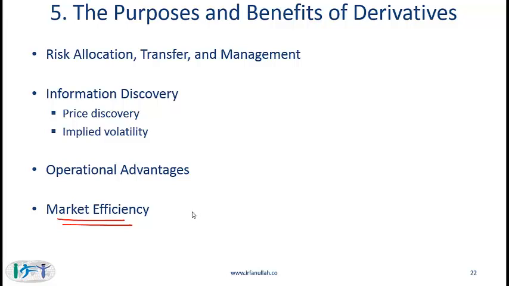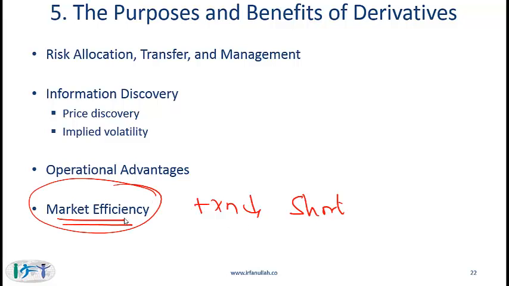Now, what do derivatives do? With derivatives, the transaction costs are lower. It is easy to take short positions. And therefore, if there's any mispricing in the market, derivative instruments allow us to easily take advantage of any mispricing, and therefore the mispricing is removed faster. In other words, derivatives allow us to remove inefficiencies from the market faster and take us towards an efficient market.